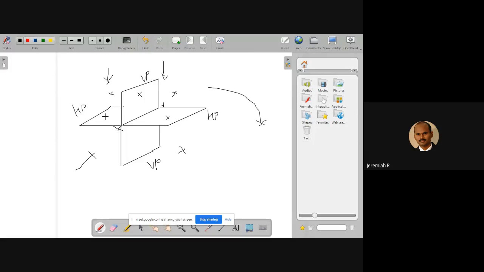Next case is a point is on the horizontal plane itself but behind VP. For this you can consider either the second quadrant or the third quadrant. After that we have seen one more case, a point is on the vertical plane itself but below HP. And there is one more case, a point is on HP and VP. That means it is exactly on the XY line. That is only possible if the point is on the XY line itself. We have seen 9 cases.